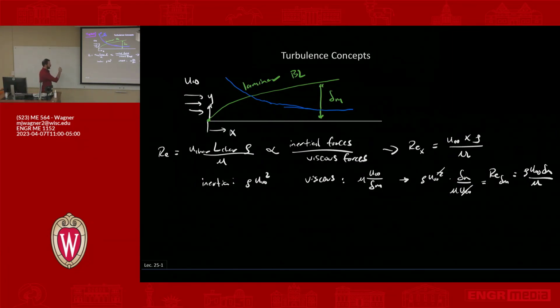OK, so if we want then to characterize where this becomes unstable, you can go to empirical relationships, but it turns out that Reynolds delta m becomes unstable at approximately 3,500. I just say this is unstable, or transitions.